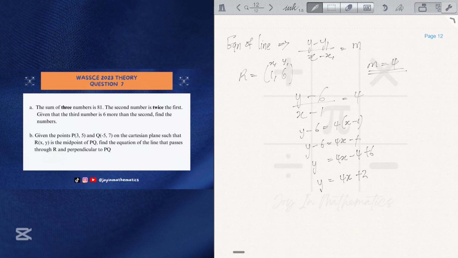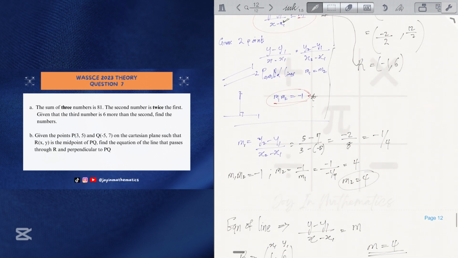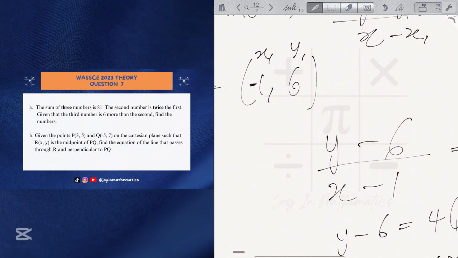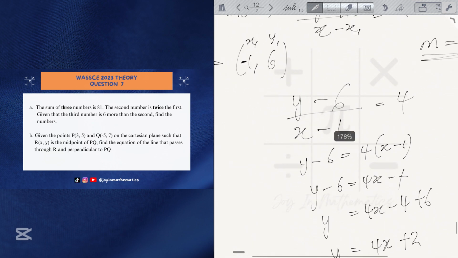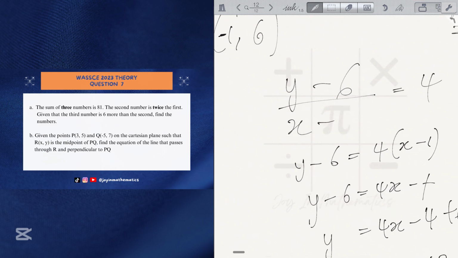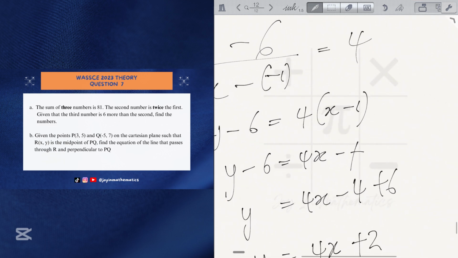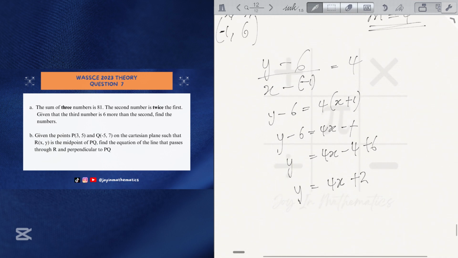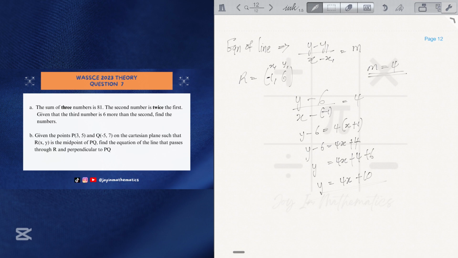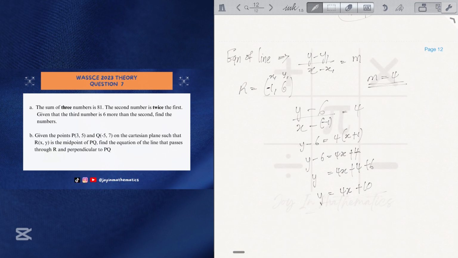No, I think we made a mistake. The point is minus 1 comma 6. So this is minus 1. So when we substituted the value, it will be minus 1. And when it gets here, it becomes plus. So it becomes plus 4, and we will have plus 10. So the equation of the line is y is equal to 4x plus 10. Now let's proceed to the next question.